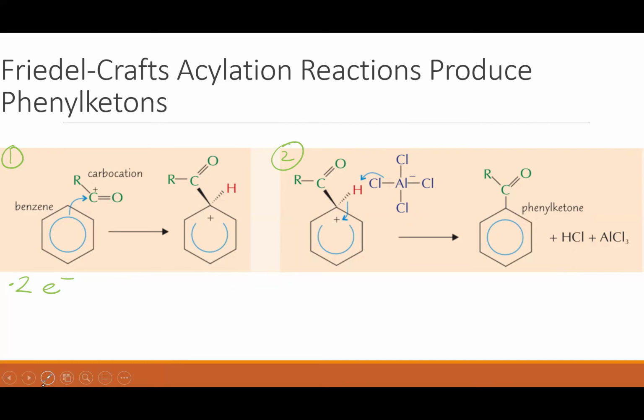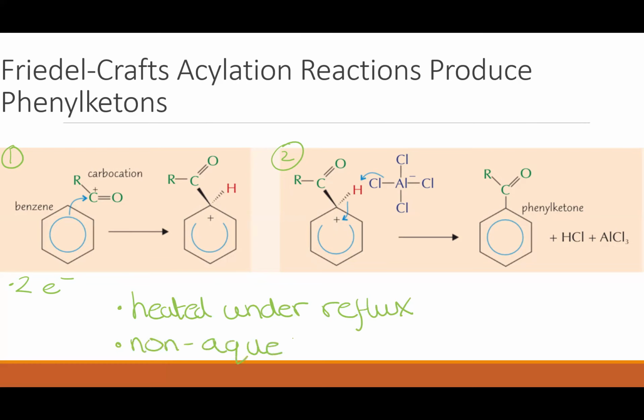When we're doing these reactions, some conditions we need to adhere to are that it is heated under reflux in a non-aqueous solvent. An example of that would be dry ether. And that needs to happen for the reaction to occur. As I said, there was another way of making aromatic compounds, and that is nitration, which we'll look at now.